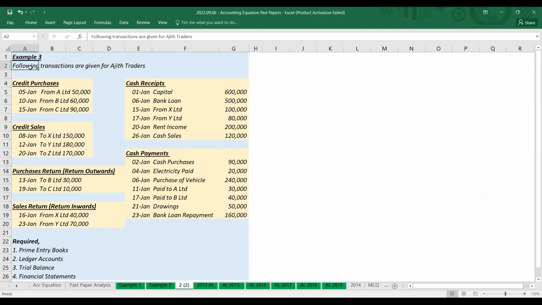we have some transactions: credit purchases, credit sales, purchases return, sales return, cash receipts, cash payments. Required: prime entry books, ledger accounts, trial balance, and financial statements. So we are going to do the complete process.